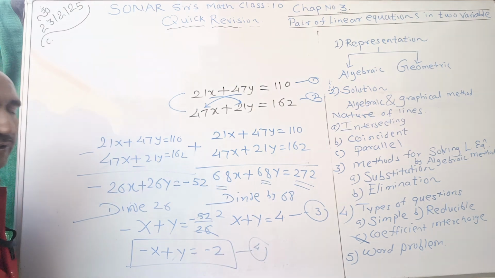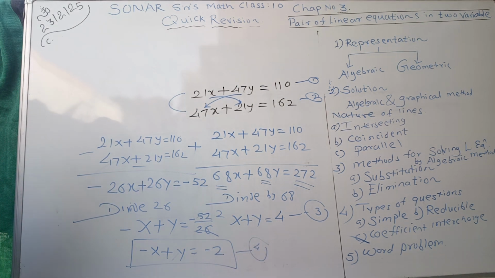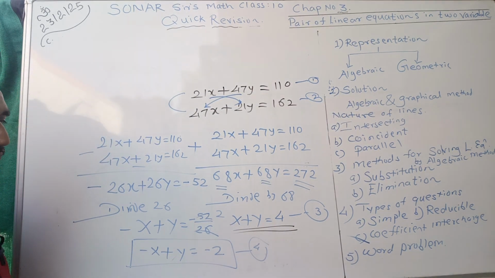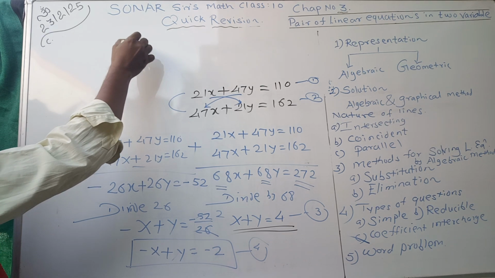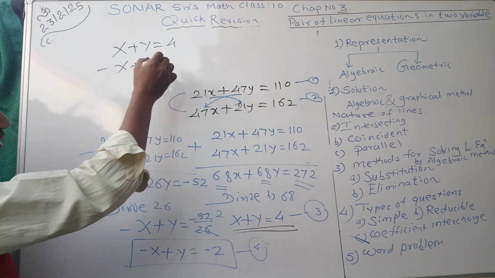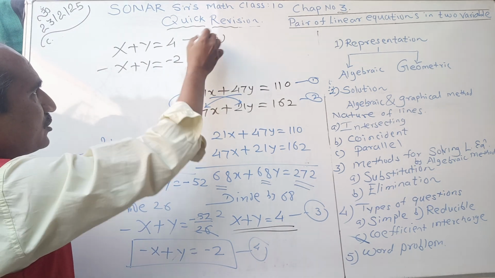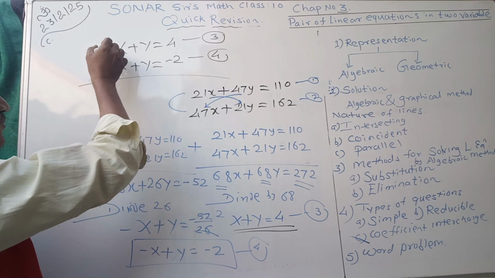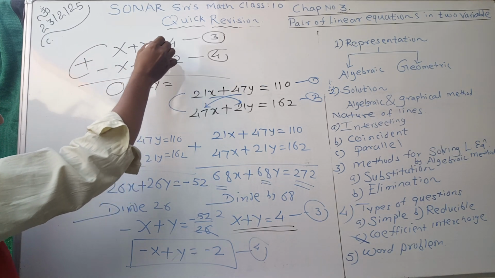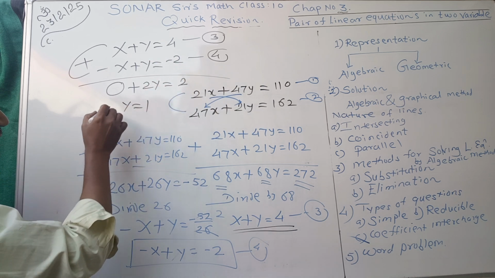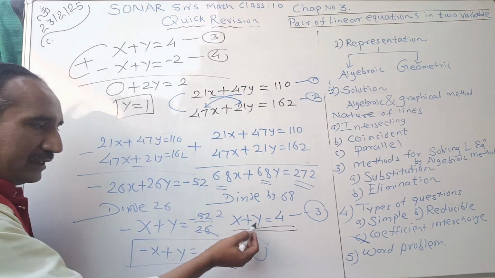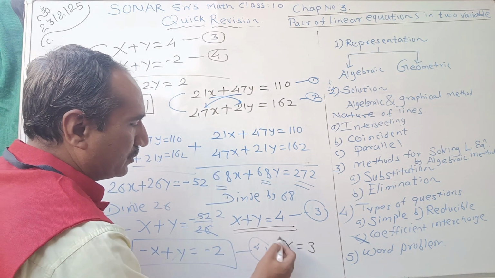Now you can see these two equations are simplified, so we'll get the answer. Equation 3 is x plus y equals 4, and equation 4 is x minus y equals 2. Their coefficients of y are different, so we add them, the x terms cancel, and we get the answer. 4 minus 2 is 2, so we got the value y equals 1. If we put y equals 1 in this equation, we get x equals 3.